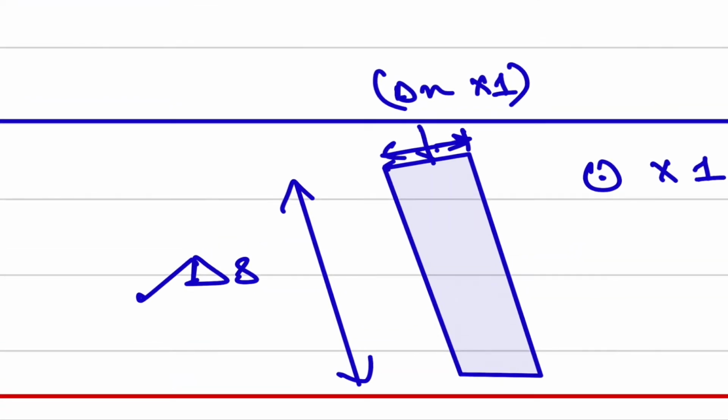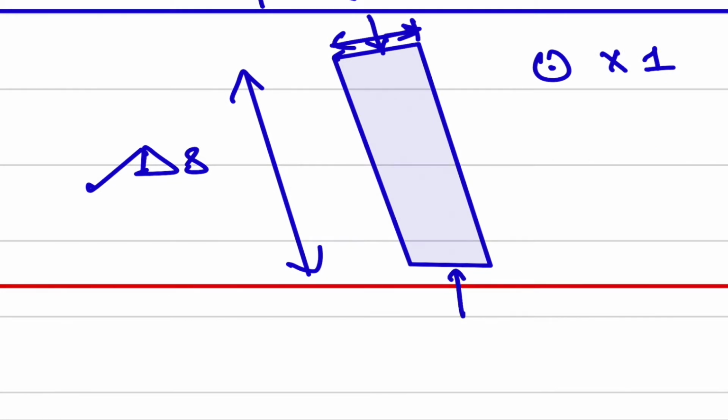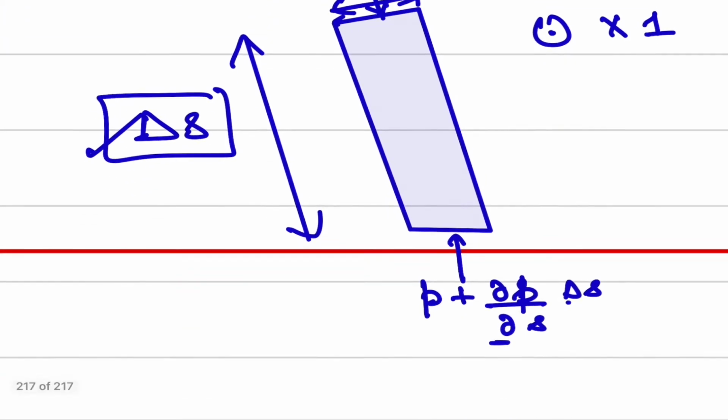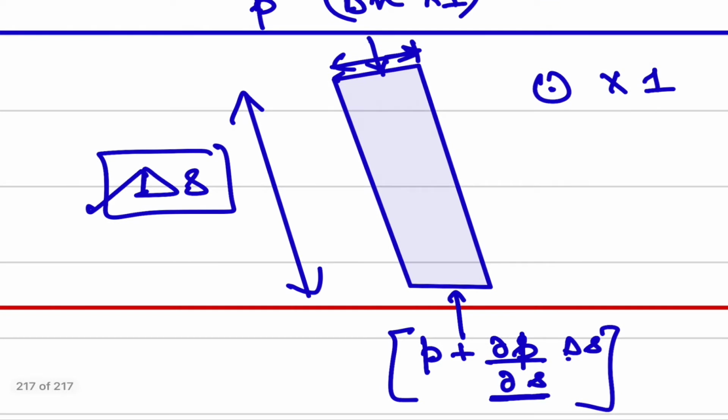Let us say that the pressure acting on this surface because of this fluid is equal to P, and assuming that pressure is varying at the rate of del P upon del S, and if the length of this section is delta S, so this is partial del S and this is delta S, this represents an infinitesimally small change, and delta S is the length of our element. So we can safely write this pressure as P plus del P upon del S into delta S.